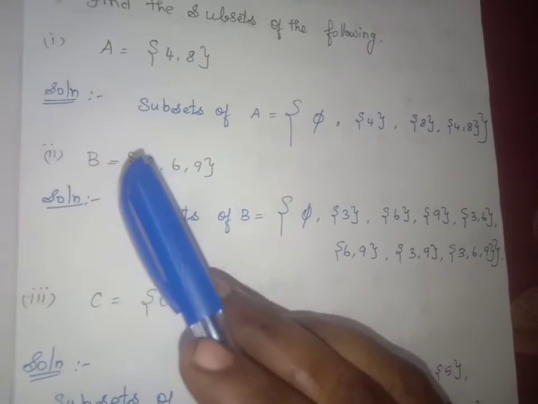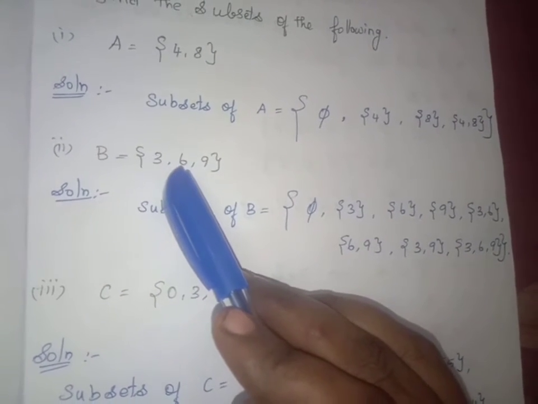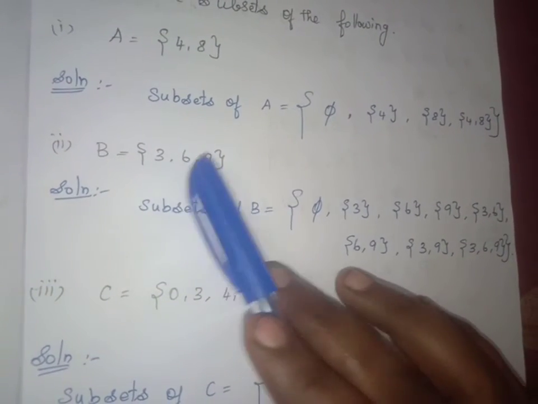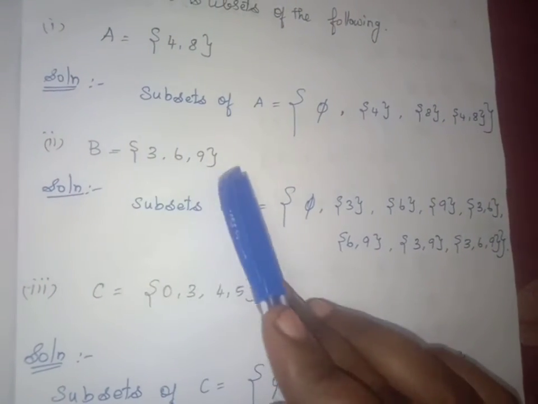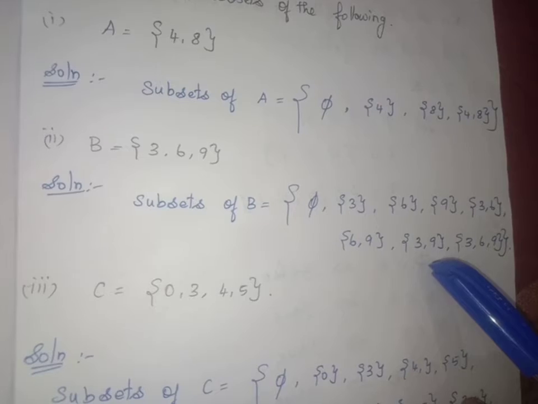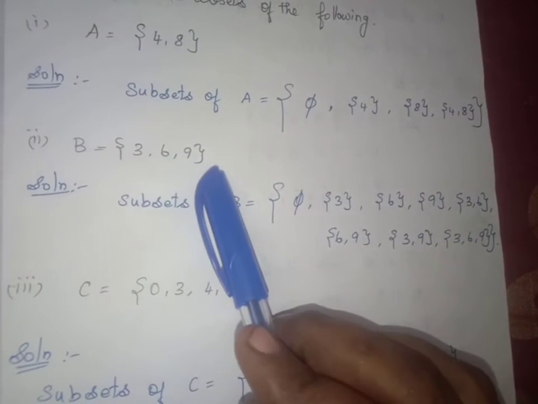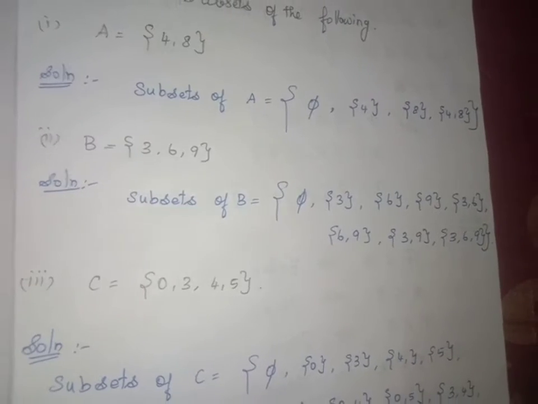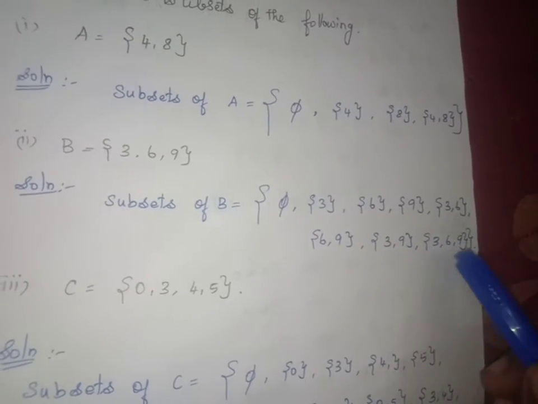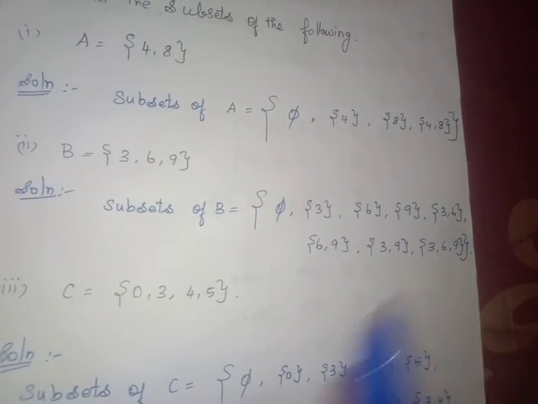And then {3, 6} is also one of the subsets. So {3, 6} and {6, 9} are also possible subsets, and {3, 9} is another possible subset. And the last, all the numbers will be in one of the subsets, because a set is also a subset of itself. So {3, 6, 9} is fully a subset of B.